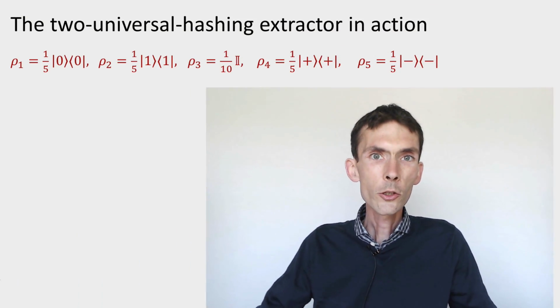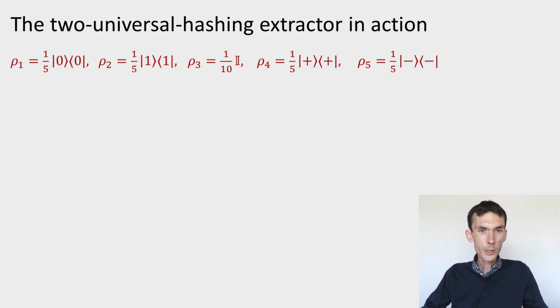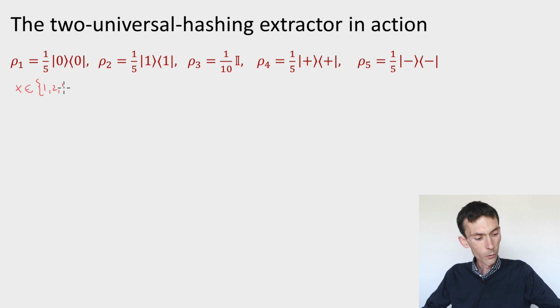In this video, we're going to apply our quantum proof 2 universal hashing based extractor to a simple example. Let's see how it works. So here is a possible family of states that could represent side information about our input. So the input here is an element of 1, 2, 3, 4, 5. And the states that I've written up there correspond to the side information.